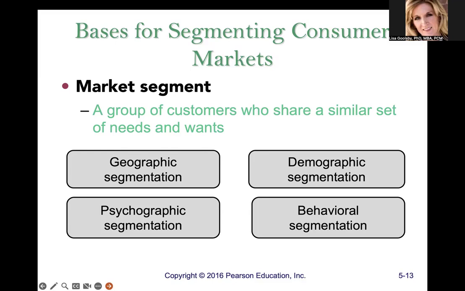So we have what we call segmentation variables. There are four that we look at as we start dividing these consumers and putting them in these groups. We have geographic segmentation, demographic segmentation, psychographics, and behavioral. Demographics tells us who the customer is. Psychographics tells us why they buy. Geographic looks at where they reside, and then behavioral tells us more about how they're going to buy that product. Not necessarily why, but how, like how often, what do they use it for, things of that nature.